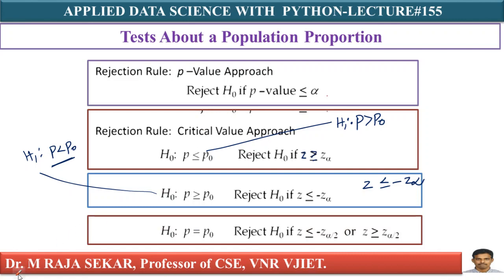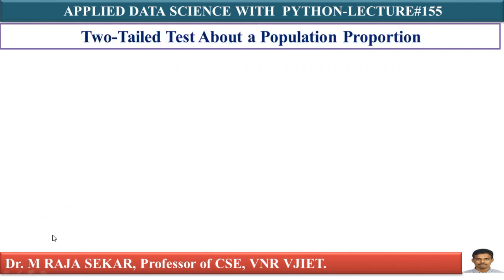If your H naught is p equal to p naught, what is my alternative hypothesis? H1 is p not equal to p naught. This is a two tail test, meaning you reject if z is less than or equal to minus z alpha by 2, or z is greater than or equal to z alpha by 2. These rejection rules are not new for us.